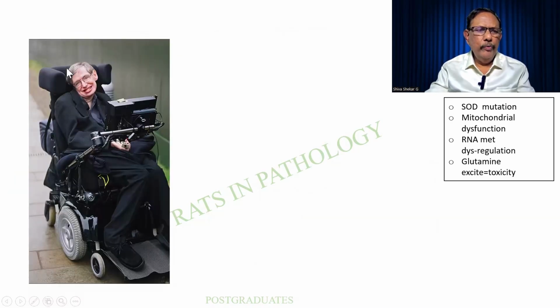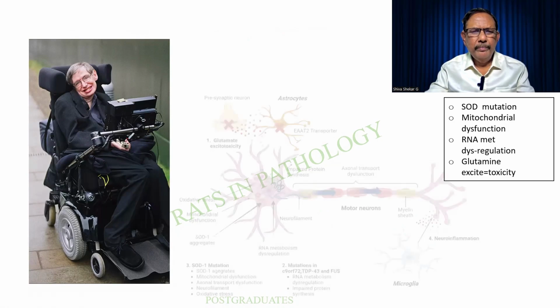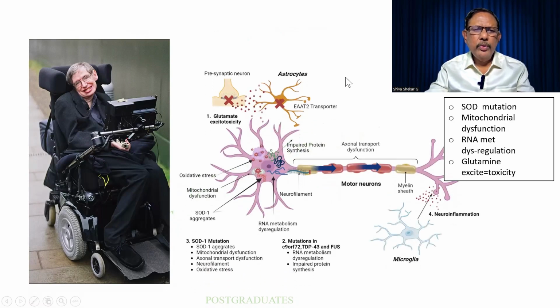This gentleman, all of you know, is Stephen Hawking, a very startling personality. Though absolutely crippled, he has literally taken the world to ransom by his genius. What happens over here is there can be the SOD1 mutation, superoxide dismutase, a mitochondrial dysfunction, RNA dysregulation, and glutamate excitotoxicity. So please remember these keywords. The other things you can just follow.